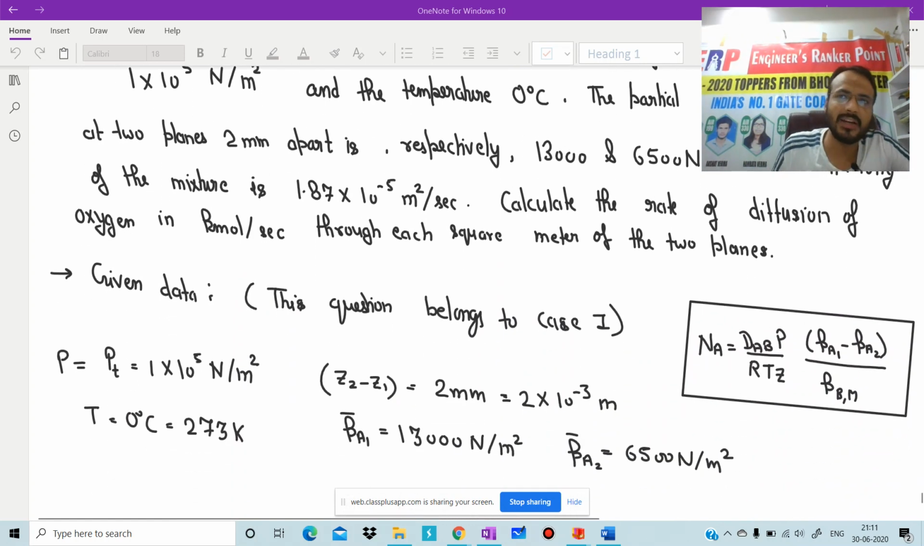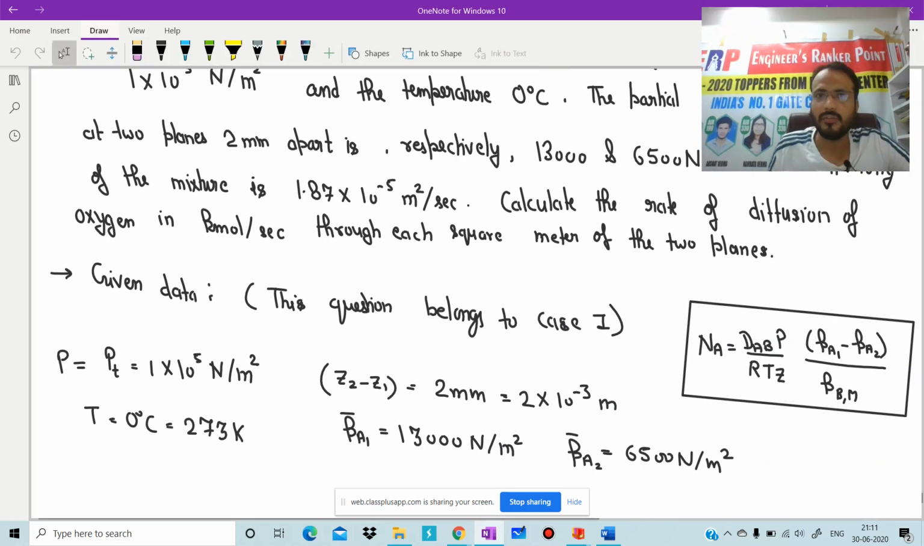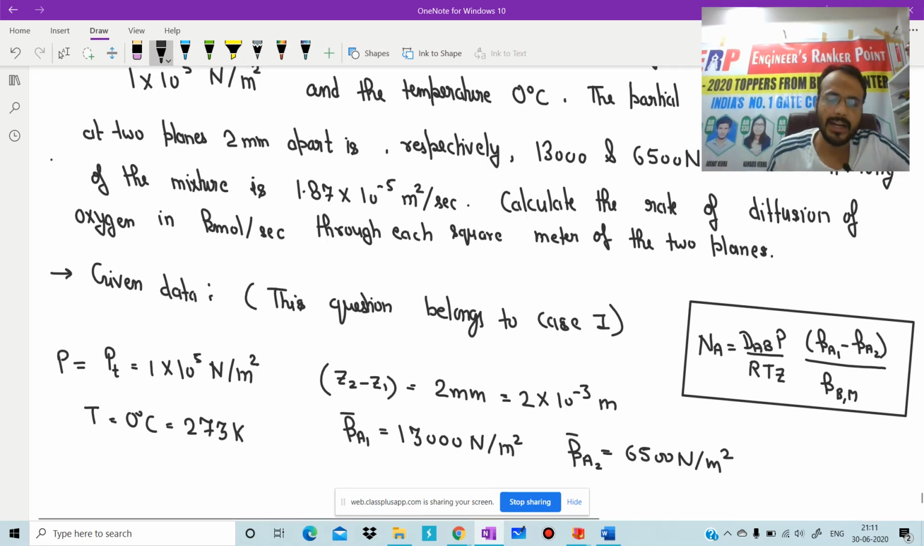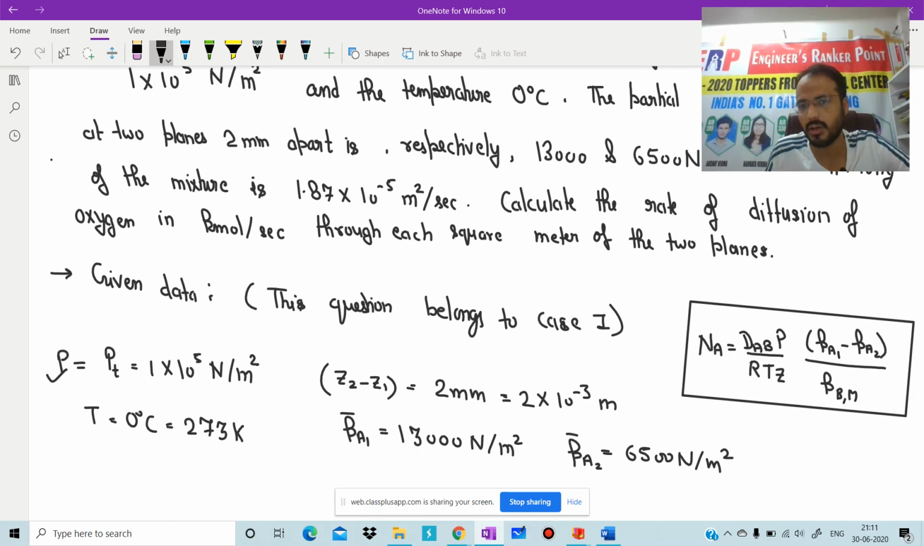From the given data, this question belongs to which concept? This question belongs to the first one. Then total pressure is given, that is Pt is equal to 1 into 10 to the power 5 Newton per meter square. Z2 minus Z1 is 2 millimeter or 2 into 10 to the power minus 3 meter. 0 degree Celsius is 273 Kelvin. PA1 bar, PA2 bar.